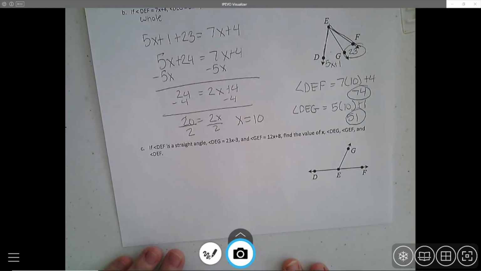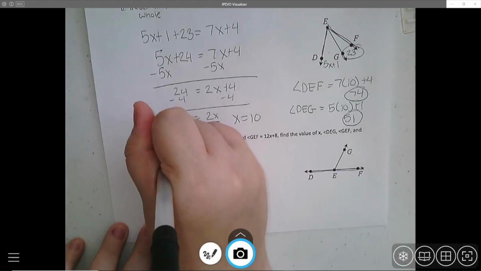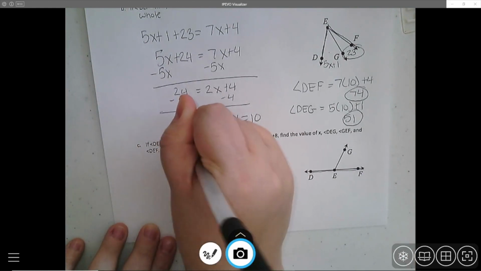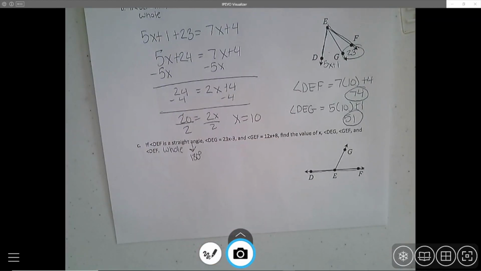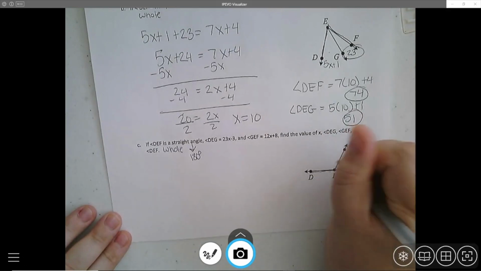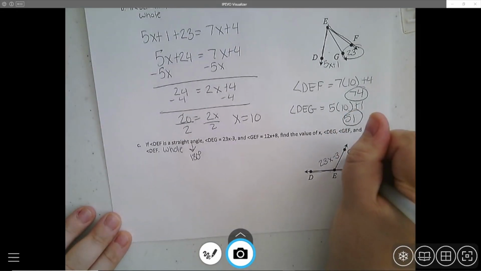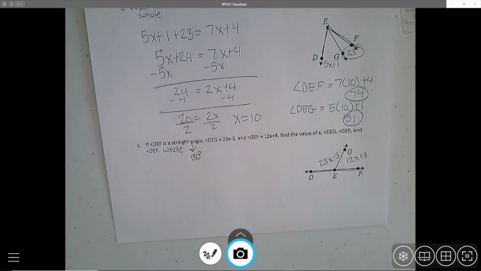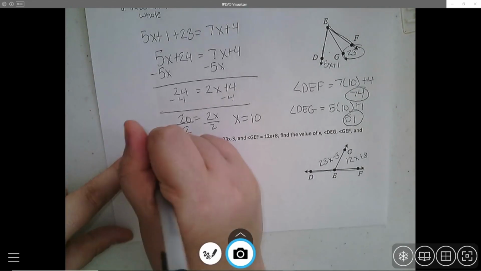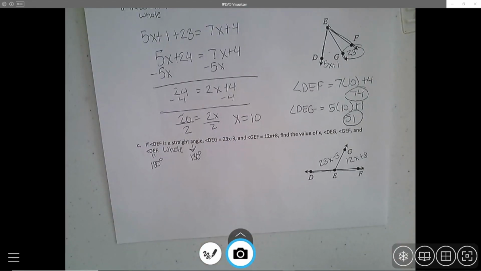Okay, now looking at the last one. DEF, which is this whole big angle. They tell me it's a straight angle. A straight angle means the angle is 180 degrees. DEG is 23x minus 3. GEF is 12x plus 8. They want me to find x and the angles. Well, first off, we know DEF is 180 because it's a straight angle.